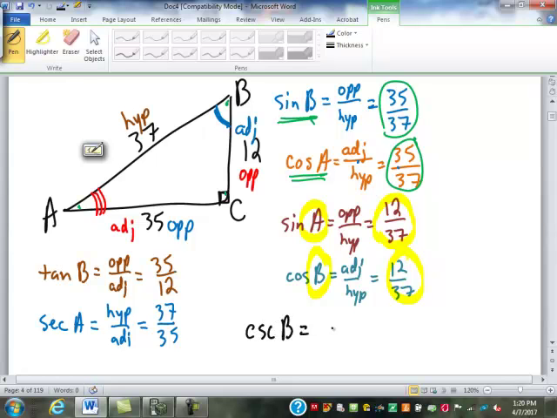Cosecant of angle B. Cosecant involves what two sides? Hypotenuse and opposite. Again, the reciprocal of the sine. Sine's opposite over hypotenuse. Cosecant is hypotenuse over opposite. What is the hypotenuse? 37. It doesn't matter which angle for that. According to angle B that we're looking at, what is the opposite? 35. Again, 37 over 35. A and B are complements, so the cosecant of B equals the secant of A.